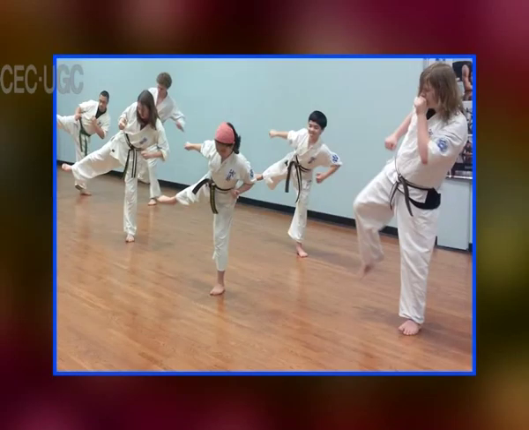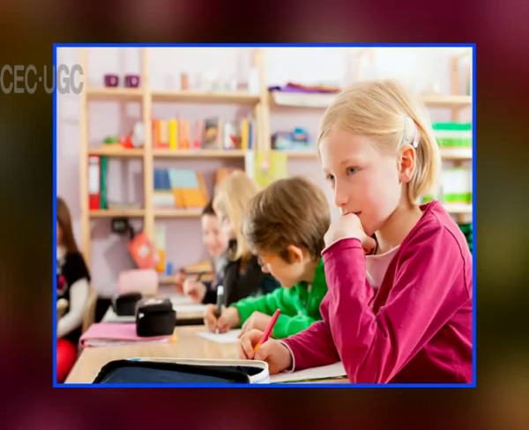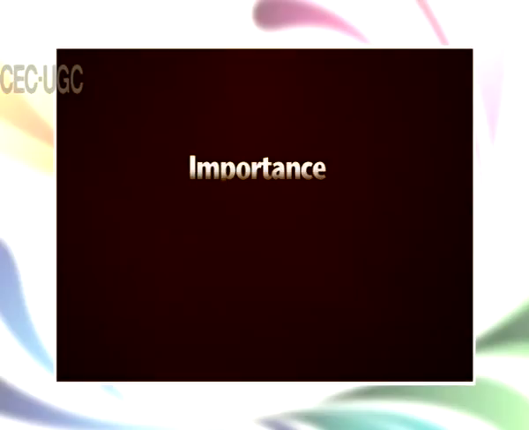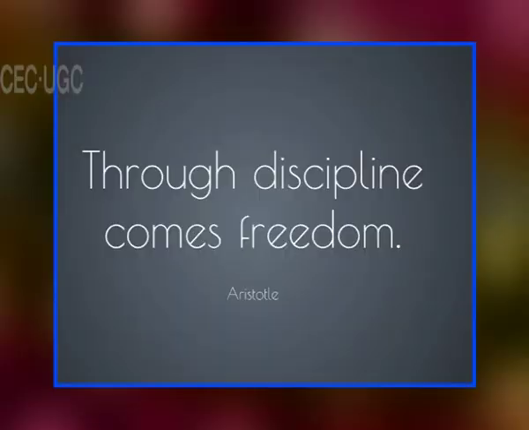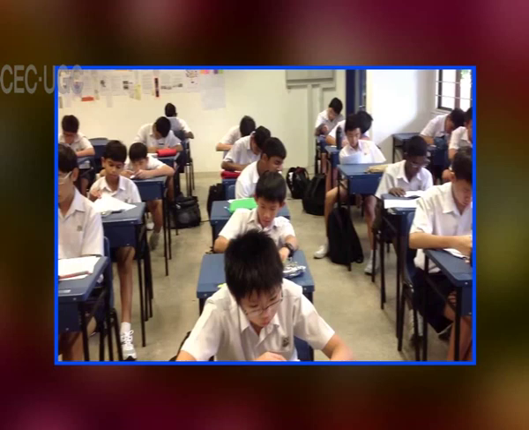This idea scares many teachers and parents. The idea that a child can be self-disciplined and not be told what to do constantly is surely somewhat a scary notion. But the fact is that the greatest achievement of discipline is self-discipline. Importance of discipline in social life. Aristotle says, through discipline comes freedom. We can also understand discipline as having an internal form, an internal set of rules to follow.